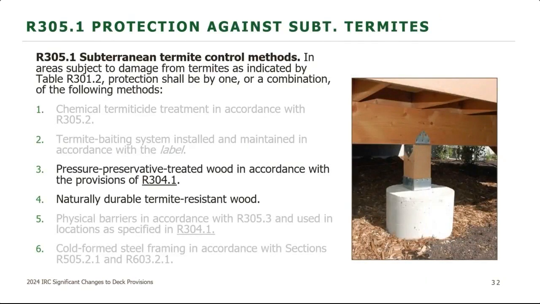For protection against termites, again, this used to be in R318. It now got moved into R305. The only change to this section is that, again, that pointer in item number 3 for preservative treated wood was changed to R304.1.